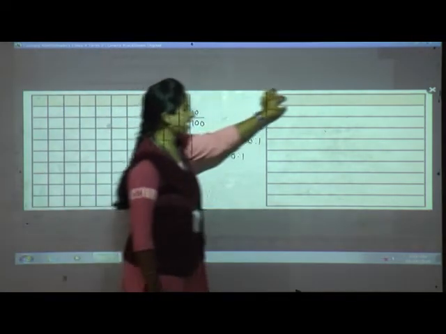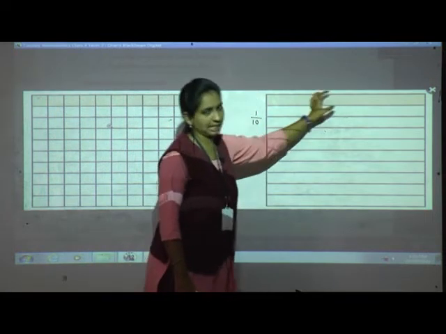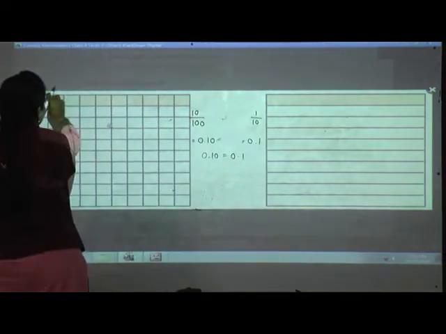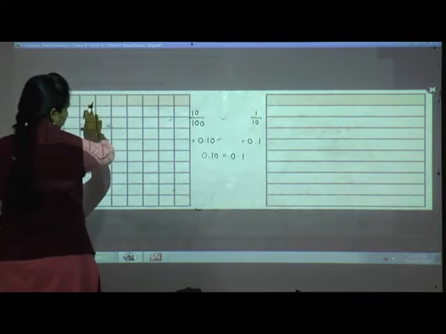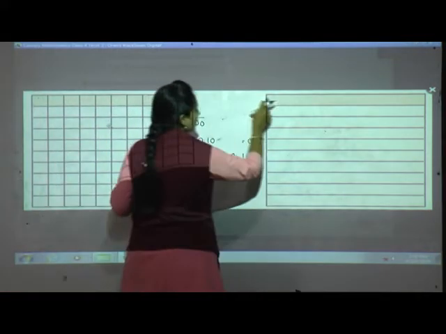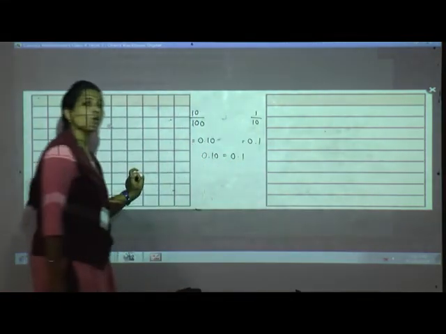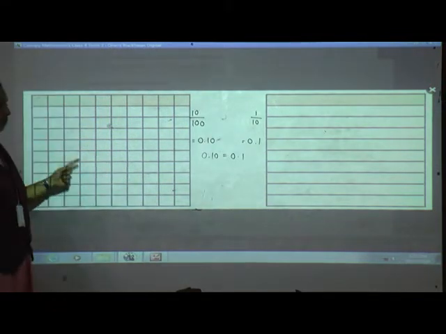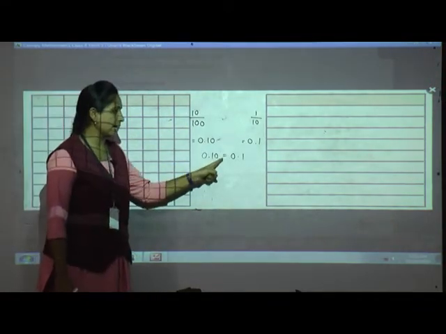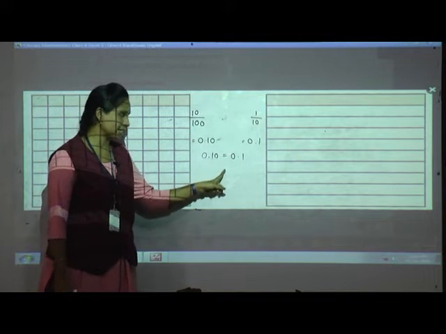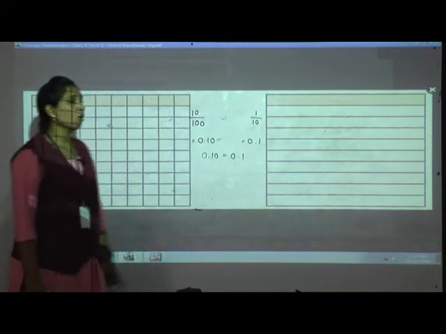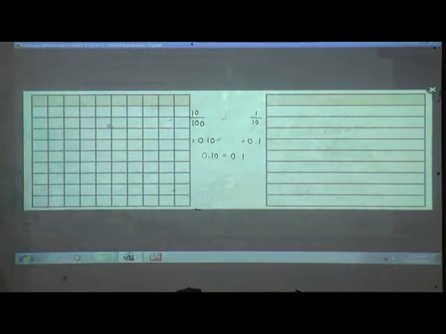Now just observe in this diagram, can you see this colored part? The same part is colored in this diagram also. So whatever portion we have taken for the 10 parts, the same portion we have taken for the one box also. That's why 0.10 is equal to 0.1, and they are equivalent decimals. Are you getting it? Yes. Let me explain with one more example.